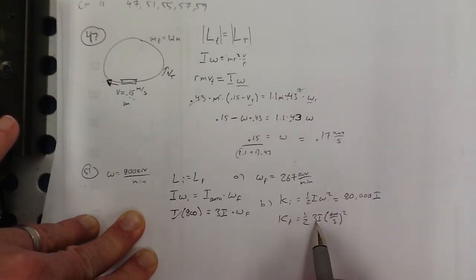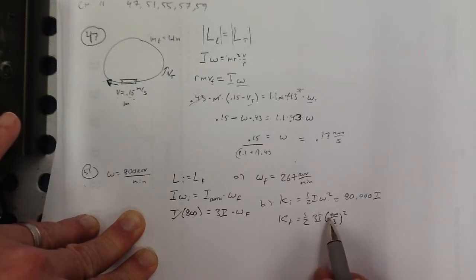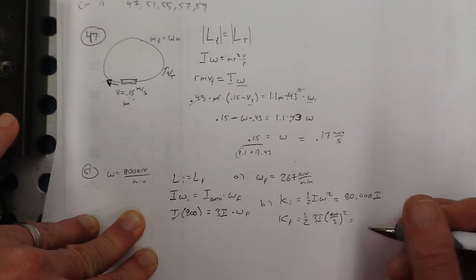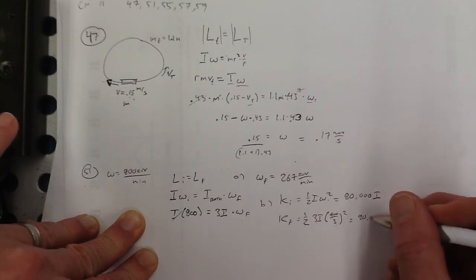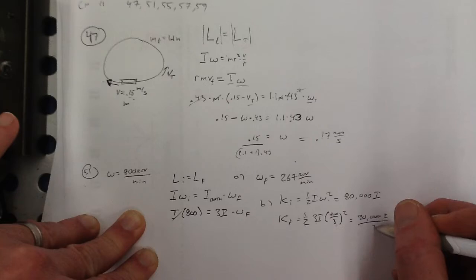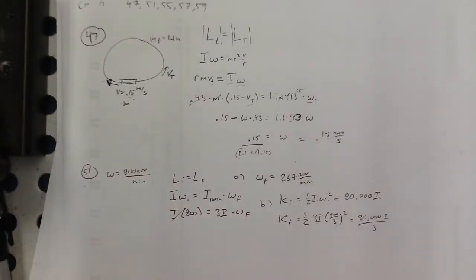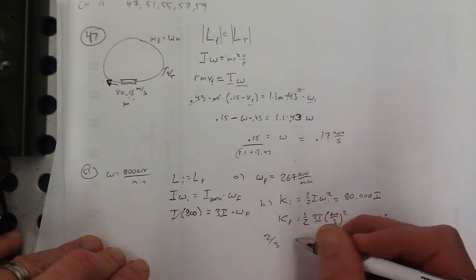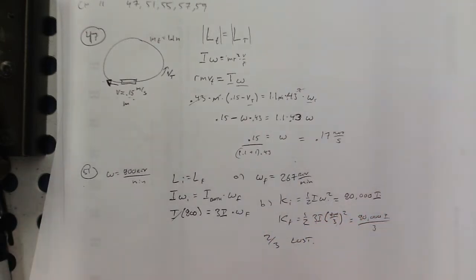So I have one of this 3 and one of those will cancel out, and then I get the same 160,000, half of that is 80,000, and there's another 3 there, so it's 80,000 I over 3. And what do they want to know? What fraction of the original kinetic energy is lost? Well, we went from 80,000 to 1/3 of 80,000, so 2/3 of it is lost, right? Let's check the answers here in the back.